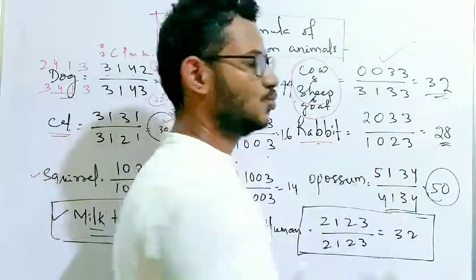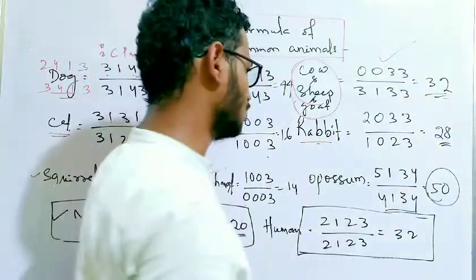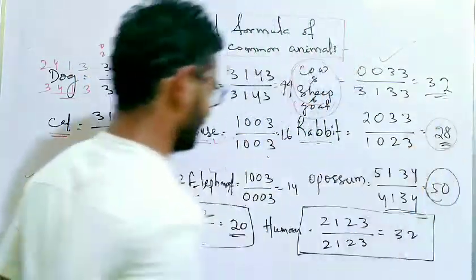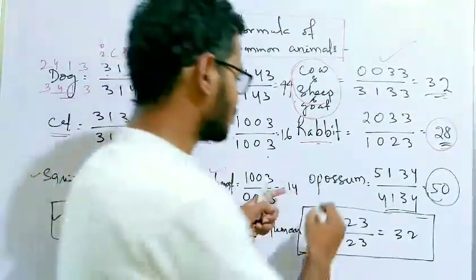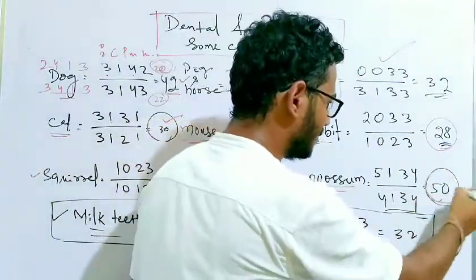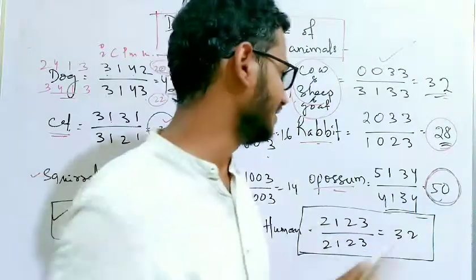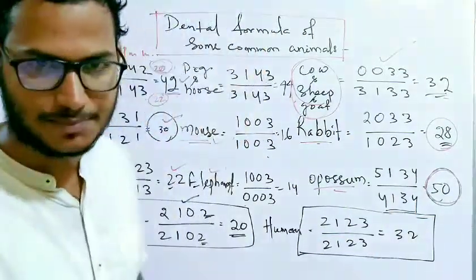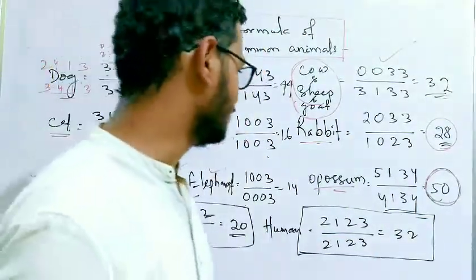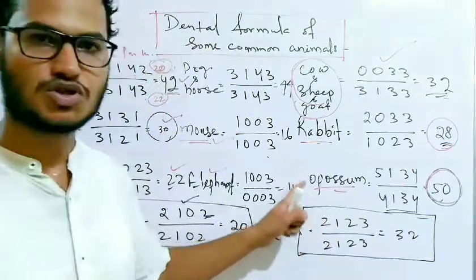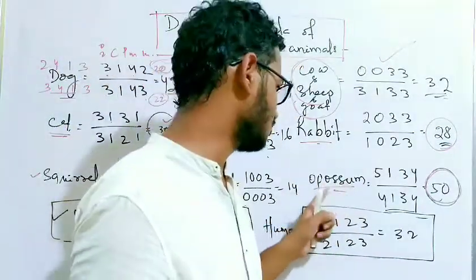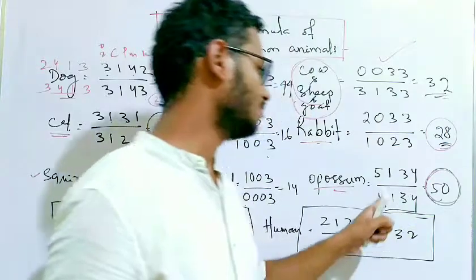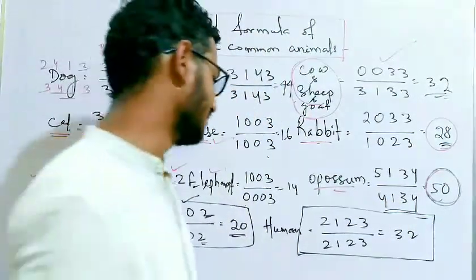And in case of rabbit, 2033 by 1023, that is 28. And remember, in case of opossum, the number of teeth is highest, that is 50, and the formula is 5134 by 4134. Okay, so remember opossum, the highest number of teeth is found in opossum. 5134 by 4134 is the dental formula.